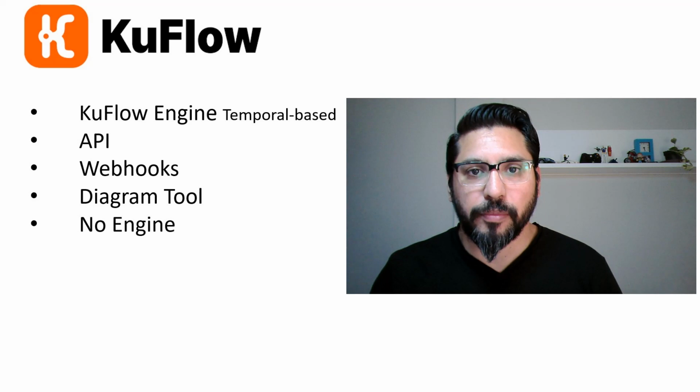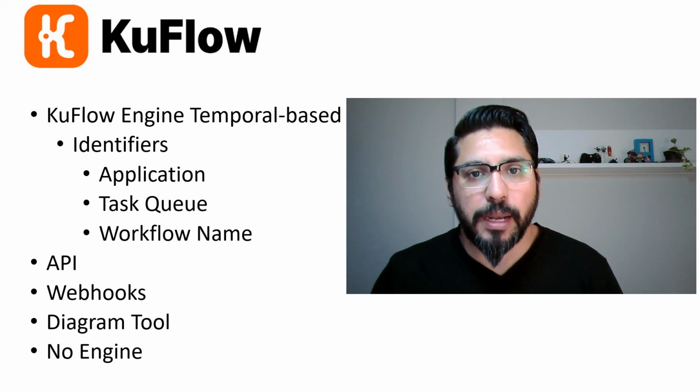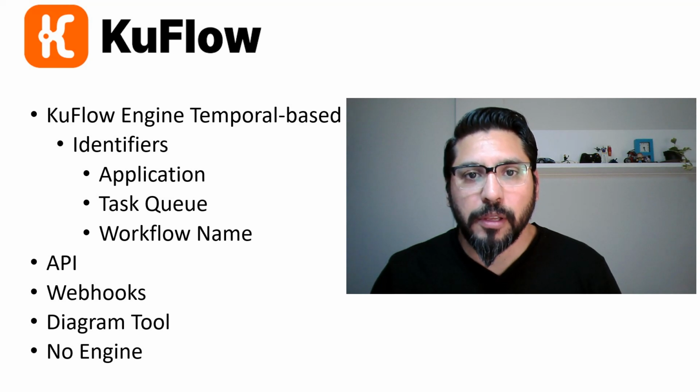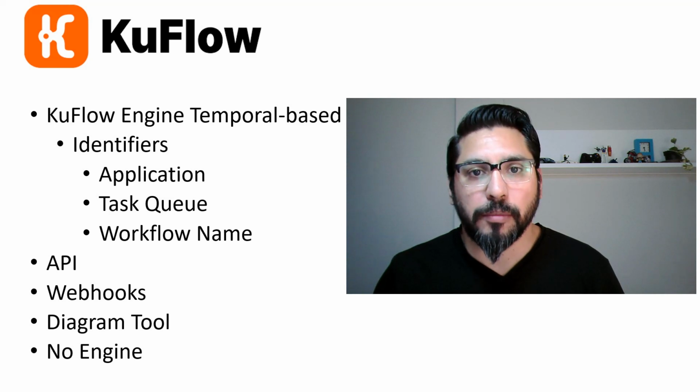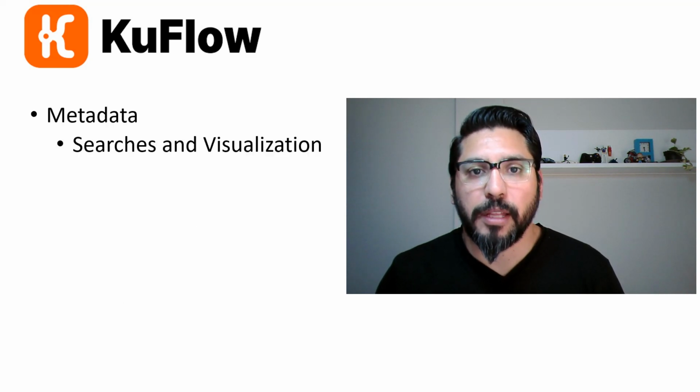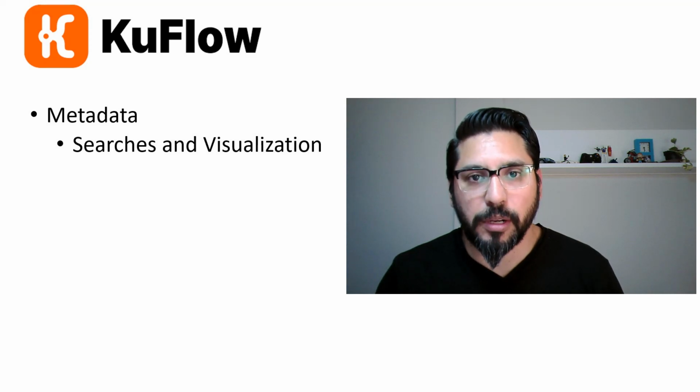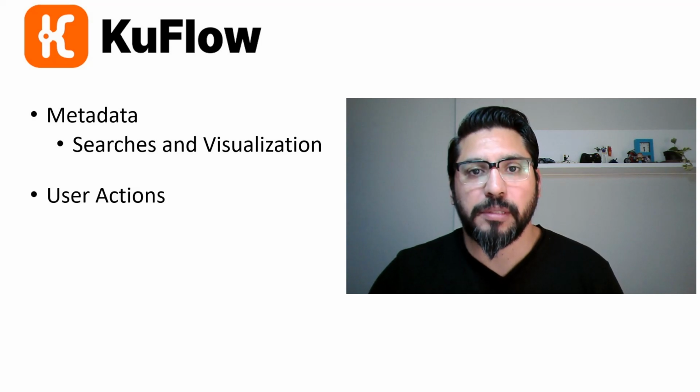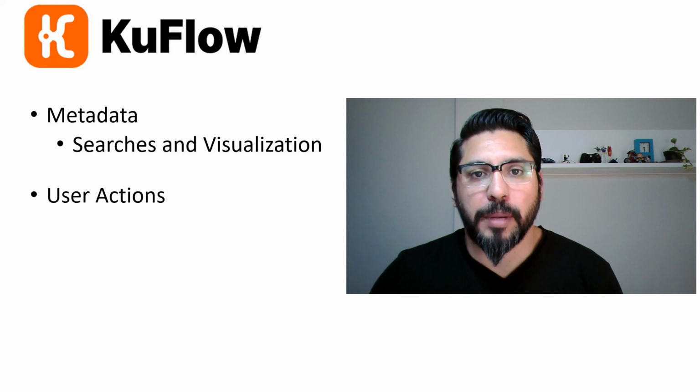If you use the KuFlow engine, you need to specify the application that will manage the workflow, and the identifiers for the workflow and the task queue, which are used for communication between KuFlow and the workers that are involved in the work. You can also use metadata to store global data at the workflow level and use it for searches and visualization. User actions allow you to define special actions at the process level.